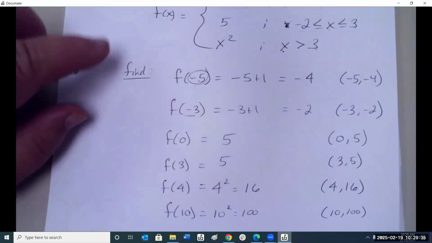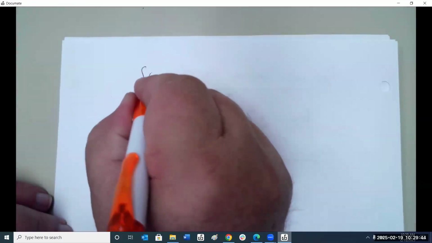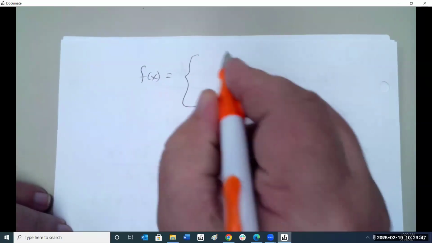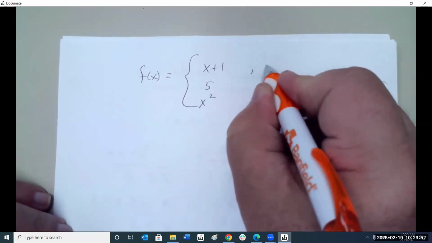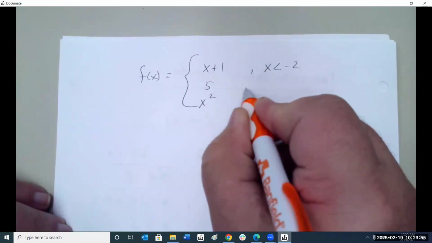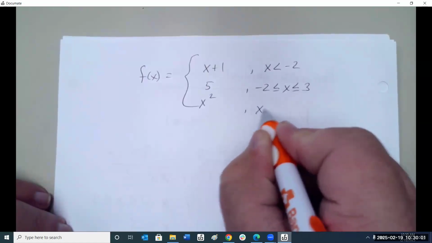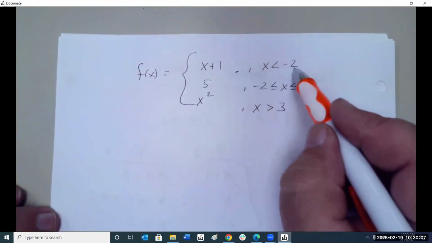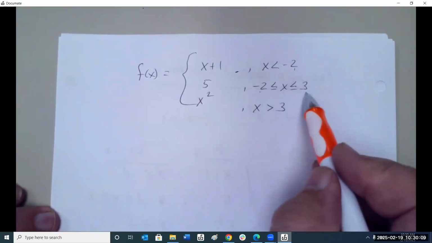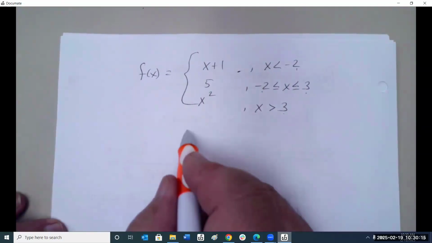So let's look at that function there, this piecewise defined function. Let's look at that again and let's graph it. Notice the domain, it goes from -infinity to -2, from -2 to 3, and then 3 to positive infinity. So it's a continuous function.